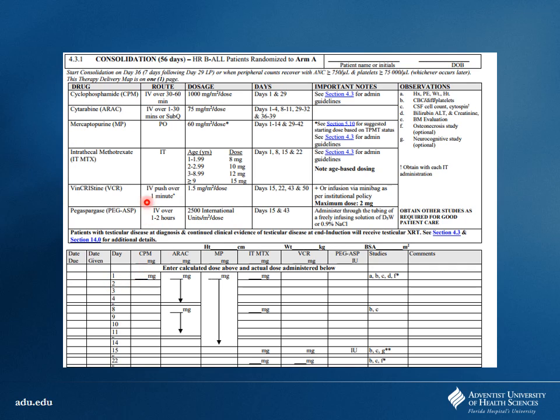regimens here. So for instance, when you see CPM, very similar to HIV drugs, a lot of chemo people love to use their acronyms. Again, I'm going to at least put the actual drug name. If there is a brand name available, I'll put that as well.